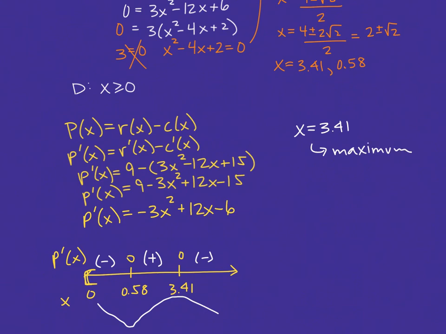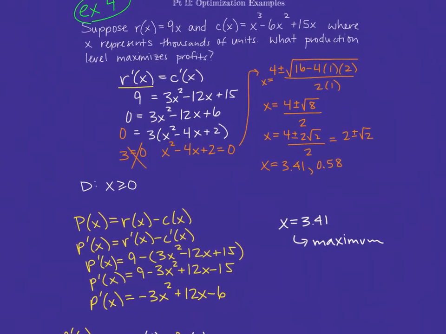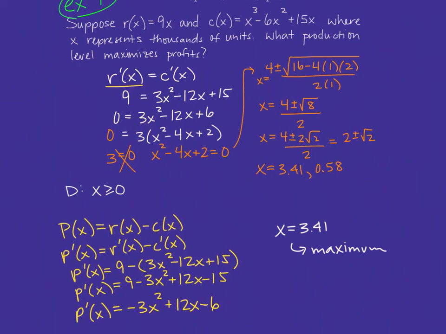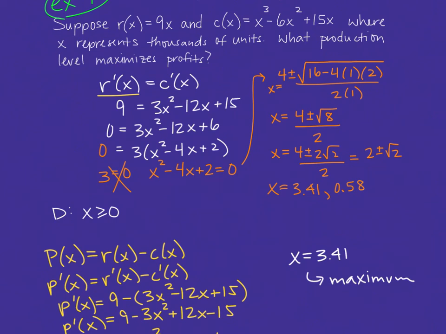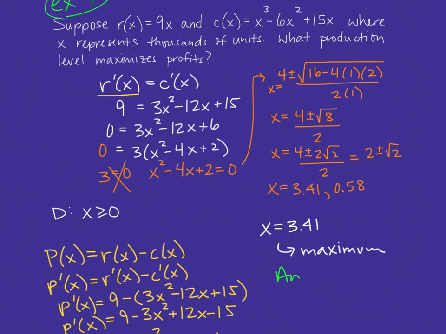Now we want to make sure that we're answering the question. What production level maximizes profits? Well, x is 3.41, but since x represents thousands of units, in order to answer the question, we would say an x value of 3.41 times 1,000, which is 3,410 units, would maximize our profits.